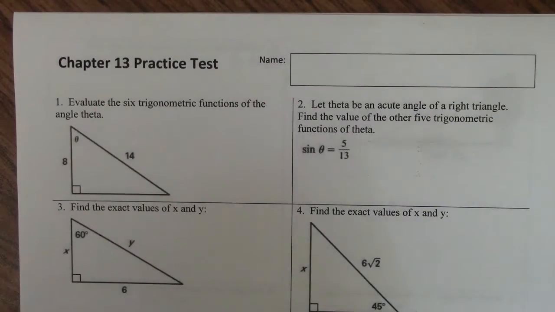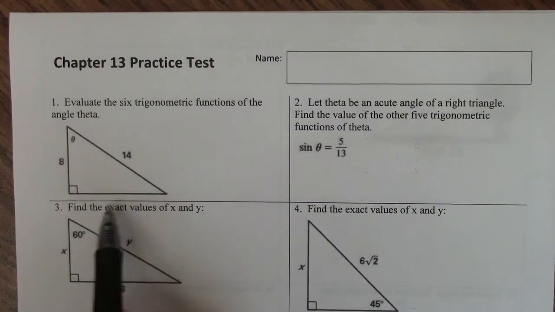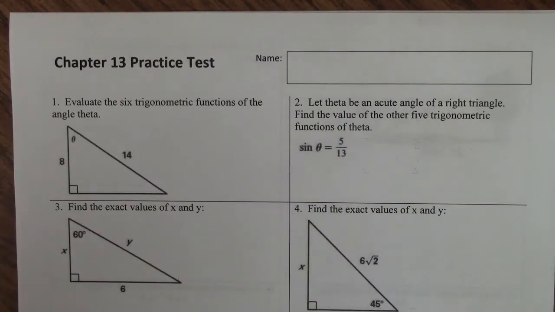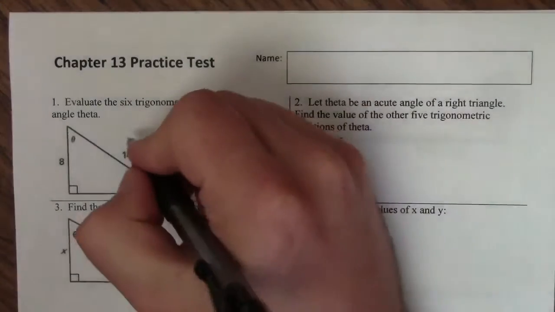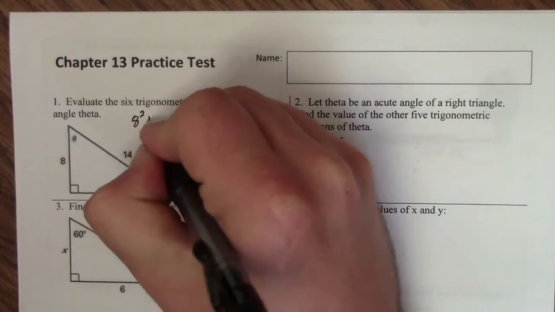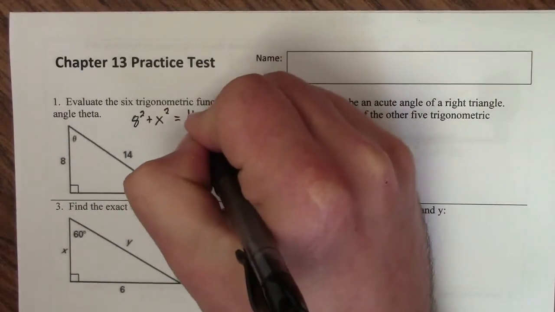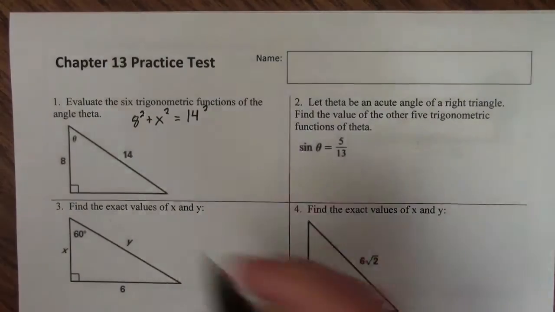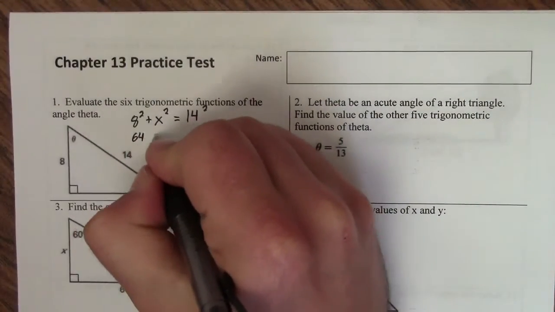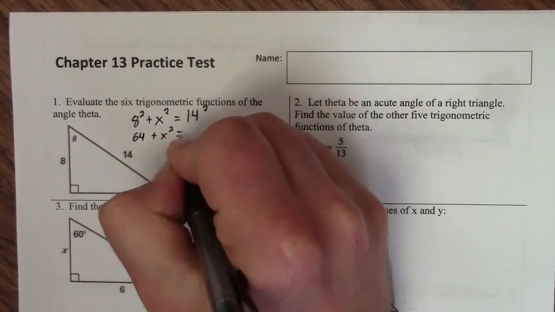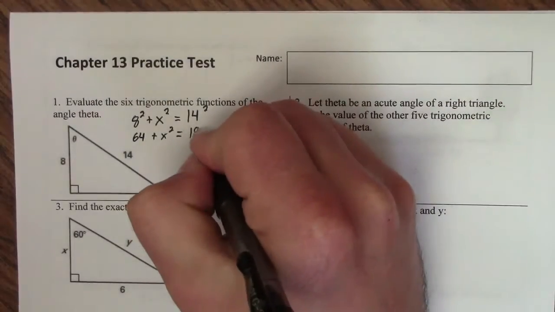On this first problem, we start by finding this third side. Since this is a right triangle, we can use the Pythagorean Theorem. So we know that 8 squared plus whatever this third side is squared equals 14 squared. So 8 squared is 64, and 14 squared is 196.